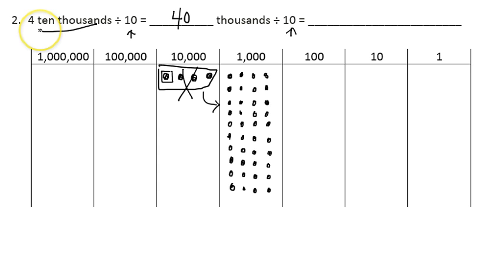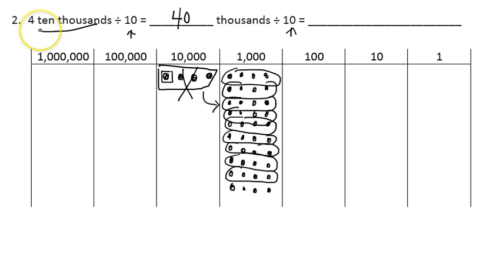Let's put those into 10 equal groups. Here's one group, 2, 3, 4, 5, 6, 7, 8, 9, 10. And again, our quotient is how much is in one group. Well, in each group I have 4 discs. Each disc is worth 1,000, so altogether I have 4,000 in each group. 4 10,000s divided by 10 is equal to 4,000.